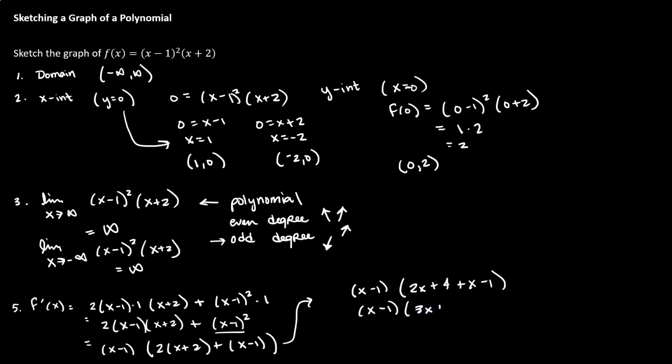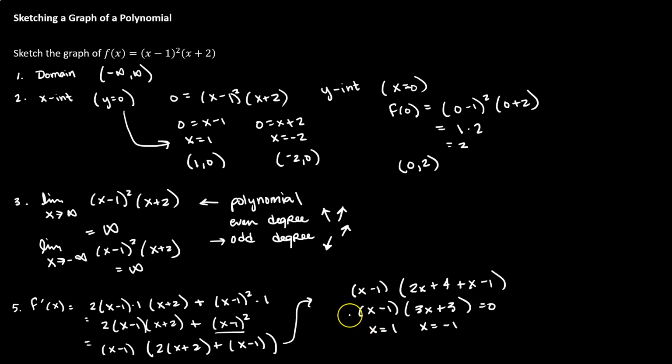So we've got 3x plus 3. If we set this equal to 0, we can find our critical points. So we have a critical point at x equals positive 1 and a critical point at x equals negative 1. And then lastly, we need to find our second derivative.